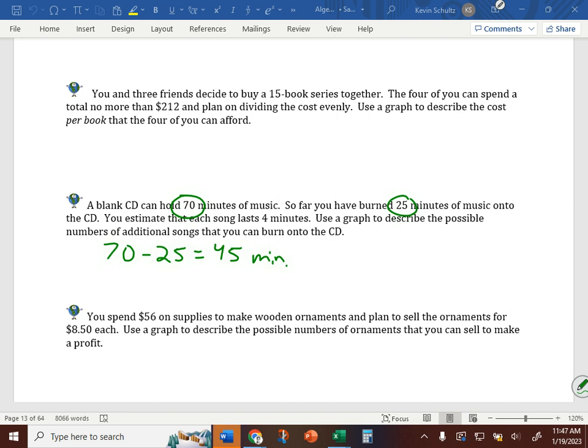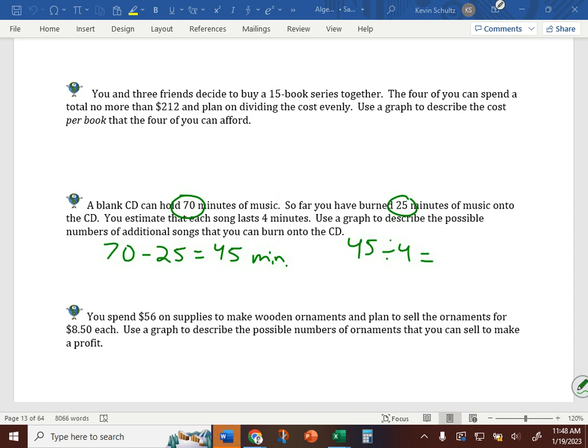What's there room for? Nathan? You could just divide. That's exactly what I'm asking for. How would you do it? 45 divided by 4. So you've got 45 minutes remaining. If each song lasts approximately 4 minutes, then 45 divided by 4 will tell you how many songs will fit on the CD, right? How many times does 4 go into 45?